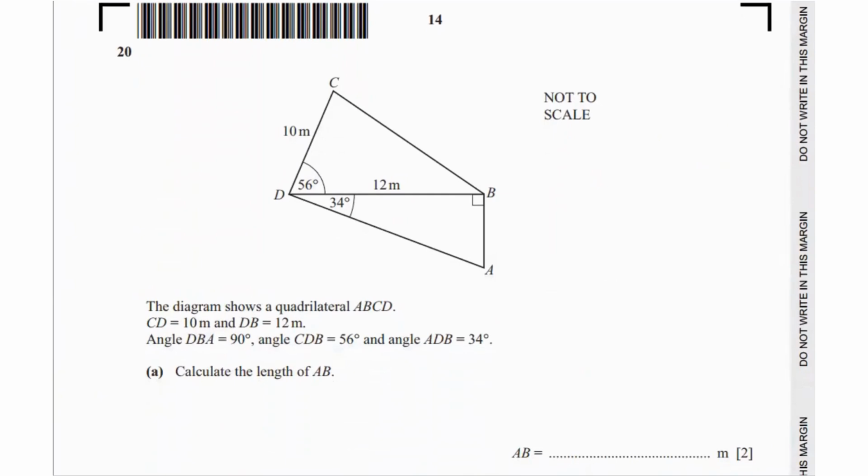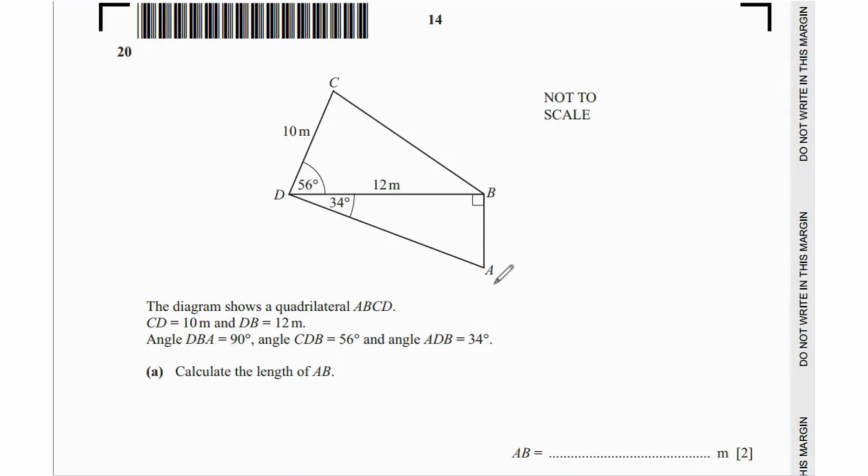Then it says the diagram shows a quadrilateral ABCD. CD is 10 meters and DB is 12 meters. Angle DBA is 90 degrees. Angle CDB is 56 degrees. And angle ADB is 34 degrees. Calculate the length of AB.